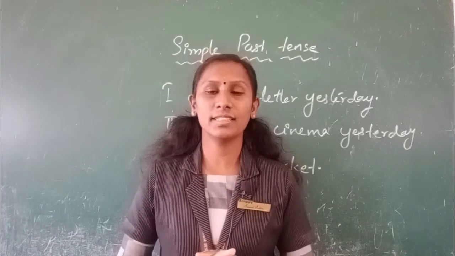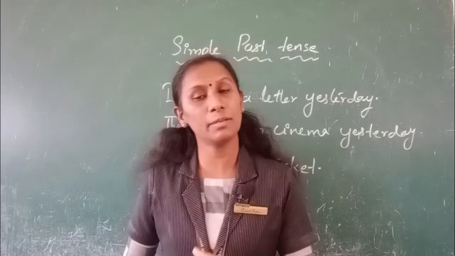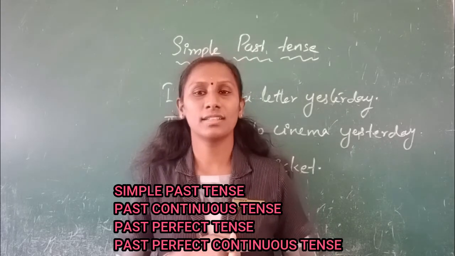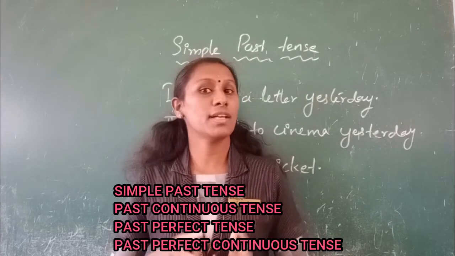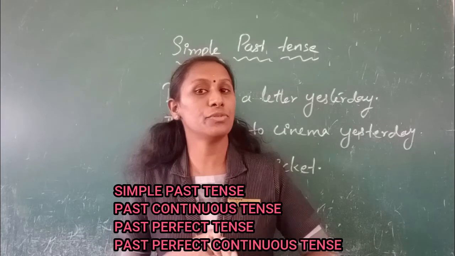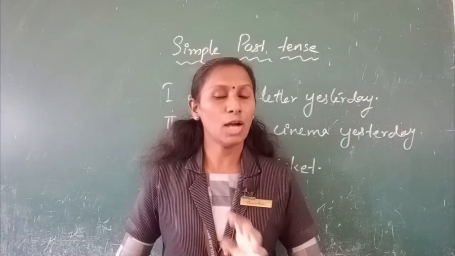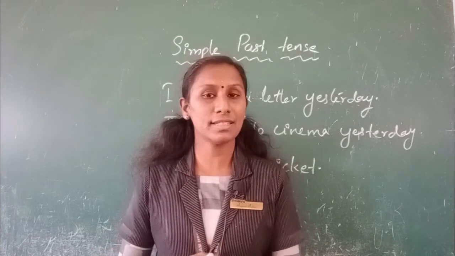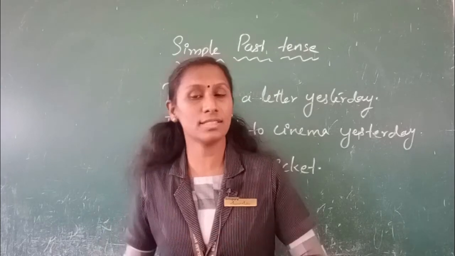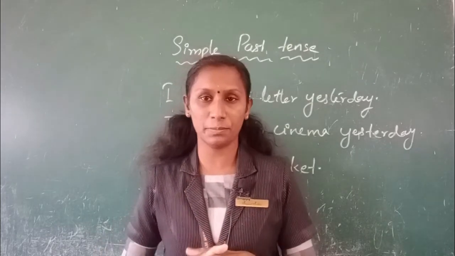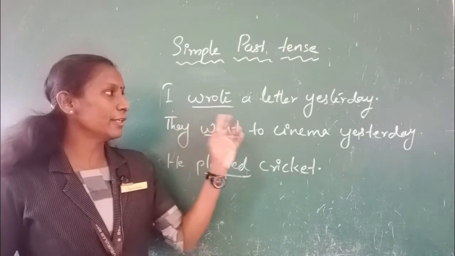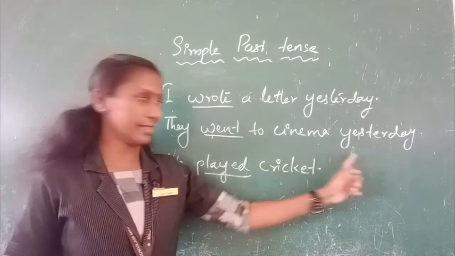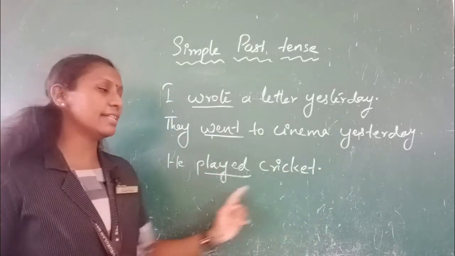As I said earlier, past tense denotes actions happened in the past. The four forms of past tense are simple past tense, past continuous tense, past perfect tense, and past perfect continuous tense. Now we have to learn about simple past tense. In simple past tense, the subject is followed by past tense or past form of the verb. For example, I wrote a letter yesterday. They went to cinema yesterday and he played cricket.